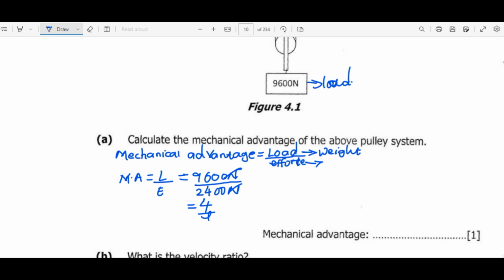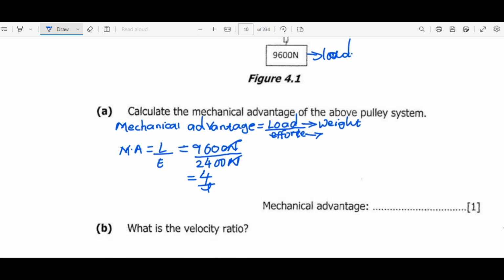Now, what is the meaning of this mechanical advantage of 4? The mechanical advantage is a number that shows how much a machine multiplies the effort. So 2,400 is multiplied by 4, so that if we multiply 2,400 by 4, we get 9,600 newtons. So the machine is doing the work of 4, making the work easy.